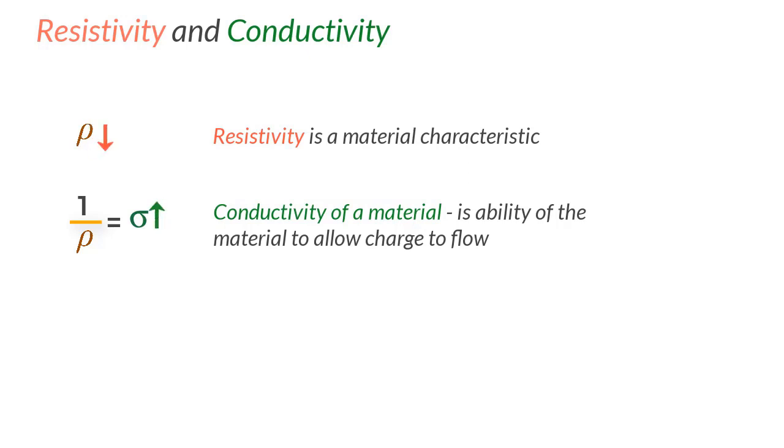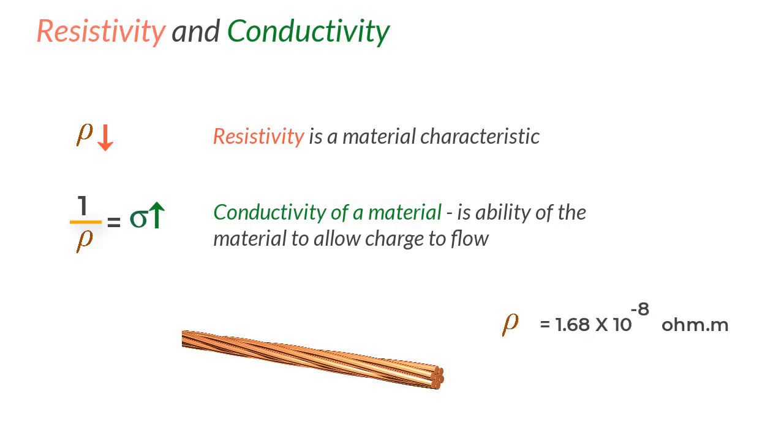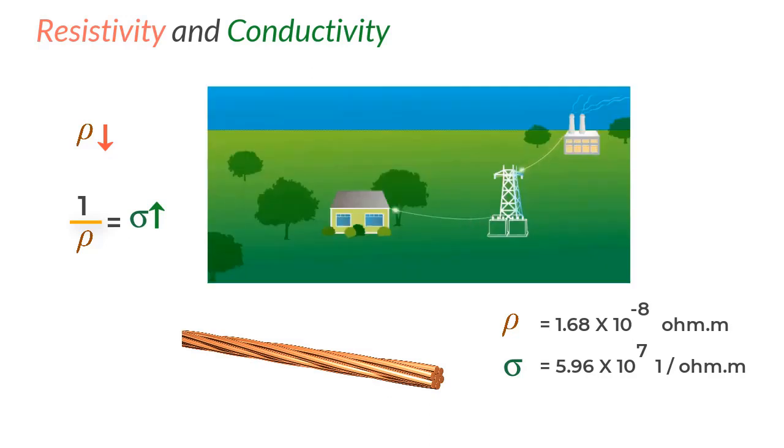As an example, we could take copper that has a resistivity of 1.68 into 10 to the power minus 8 ohm meter, which is very, very low. And if you take its reciprocal, what you get is 5.96 into 10 to the power 7. That is very, very high, essentially indicating that it has very high conductivity, and that is precisely the reason why copper is used in making electric wires, because it helps easy movement of electrons and therefore the current through the length of the wire.